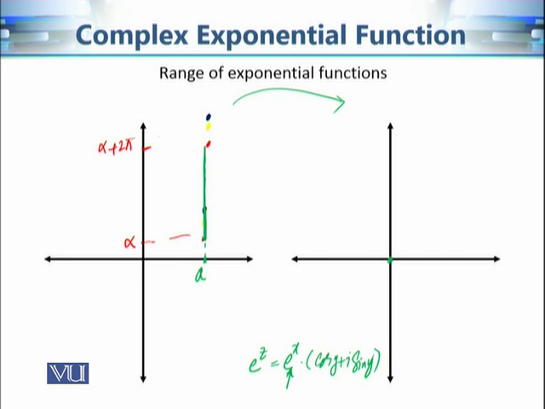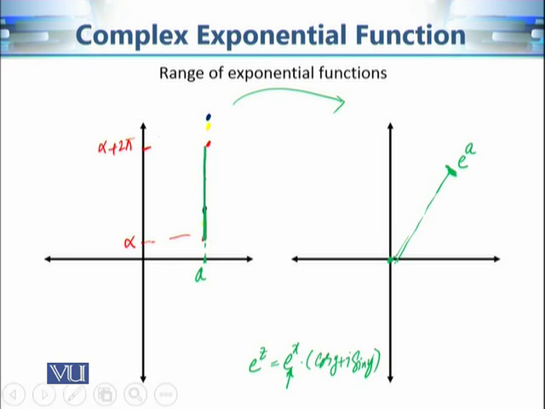So the output of all of these complex numbers on this green line segment is going to be at the same distance from the origin. In other words, they are going to be on the same circle. Let's say this is the value of e raised to power a. Because we have taken this real part to be a, e raised to power a is this distance from the origin.